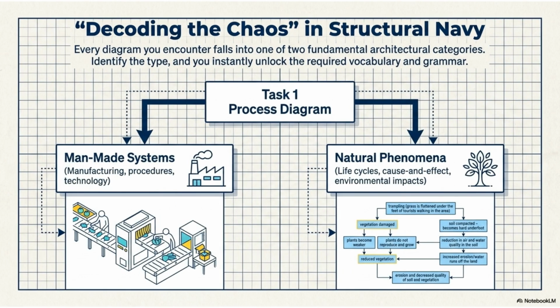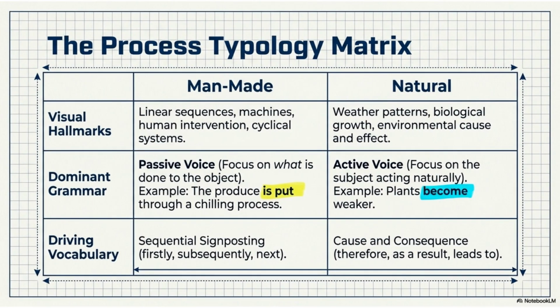To succeed, first identify if your diagram depicts a man-made system or a natural phenomenon. This single step unlocks the specific vocabulary and grammatical structures you need for your response. This typology matrix highlights the differences. Use passive voice and sequential signposting for man-made processes, and active voice with cause and effect vocabulary for natural phenomena.